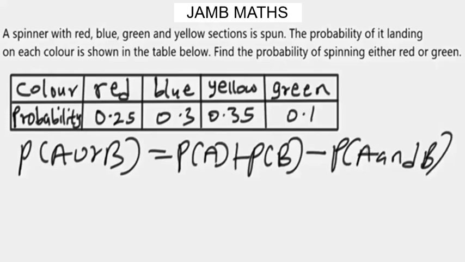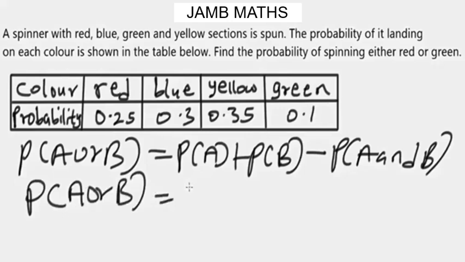Now note again that if the events, let's say A and B, can't happen together, then the probability of events A and B will be equal to 0. The OR rule will now become the probability of either event A or event B happening equals the two separate probabilities added together, without minusing anything.